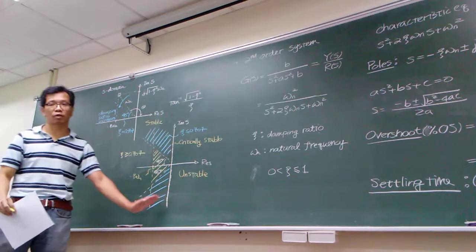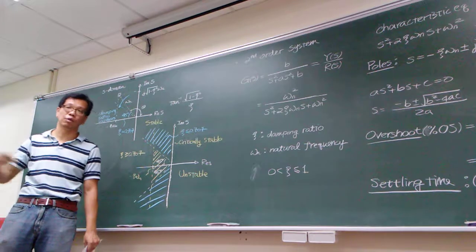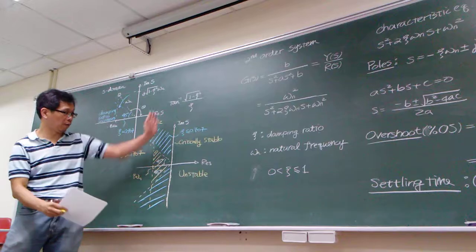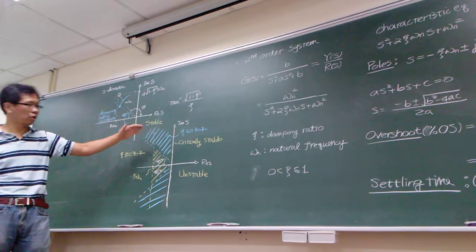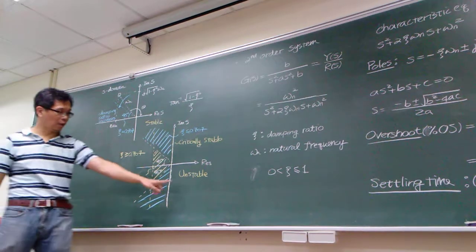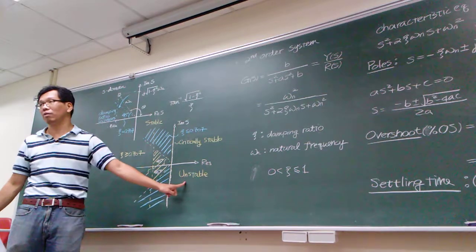So this line is critically stable because the magnitude never reduces. It just remains the same magnitude, since it's sine and cosine, if you have poles located along this line. If your system has damping ratio, it becomes stable, so you're going to have everything on this side, and when your damping ratio is less than 0, it's going to be on this side and make everything unstable.